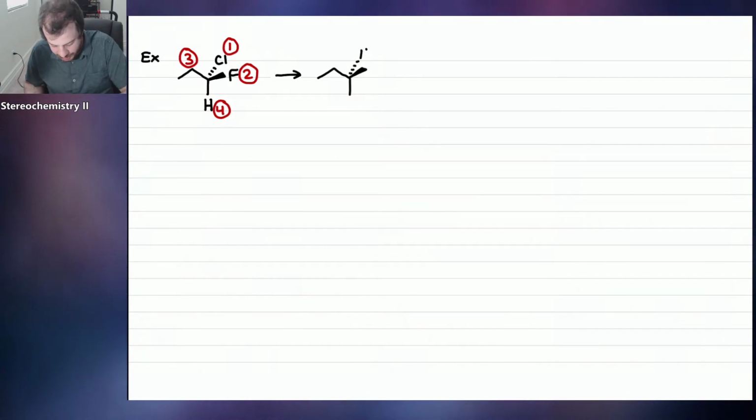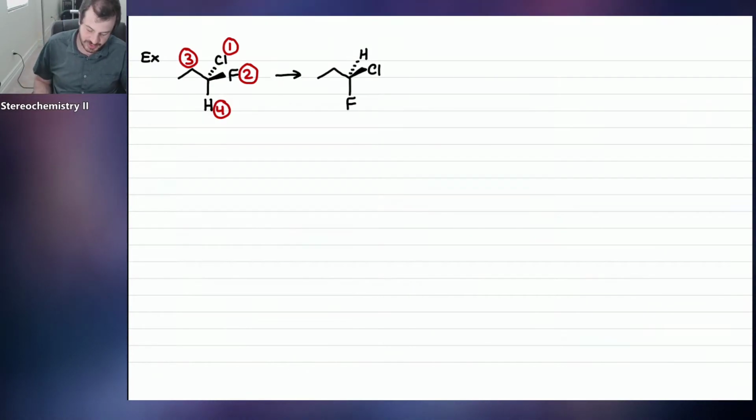Okay, so the H goes up to where the chlorine was, the chlorine goes up to where the fluorine was, and the fluorine moves forward to where the H was. And now this is the exact same molecule, just rotated. So I'll draw a little rotation arrow to show that.